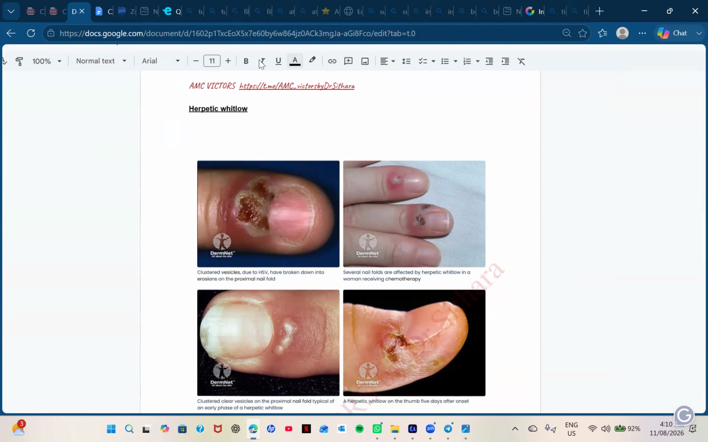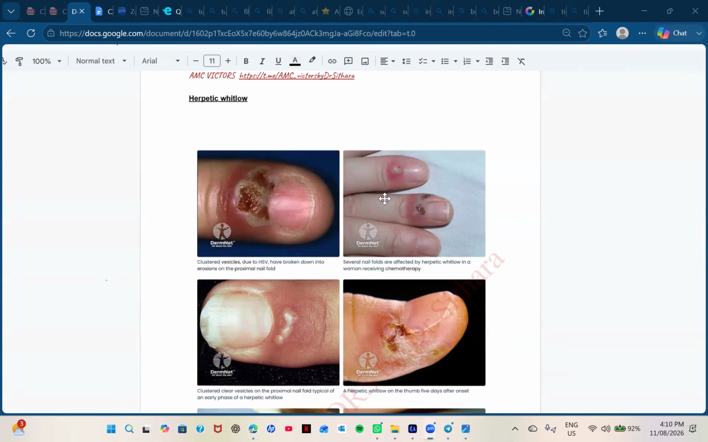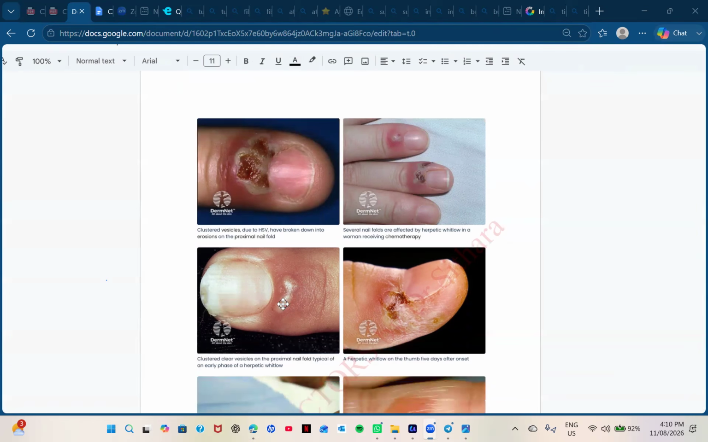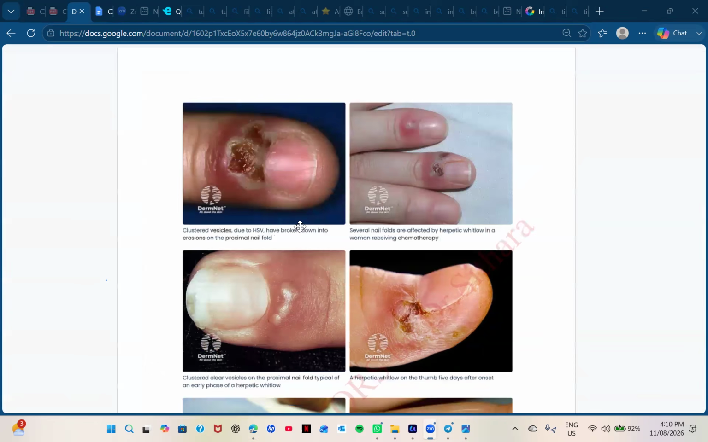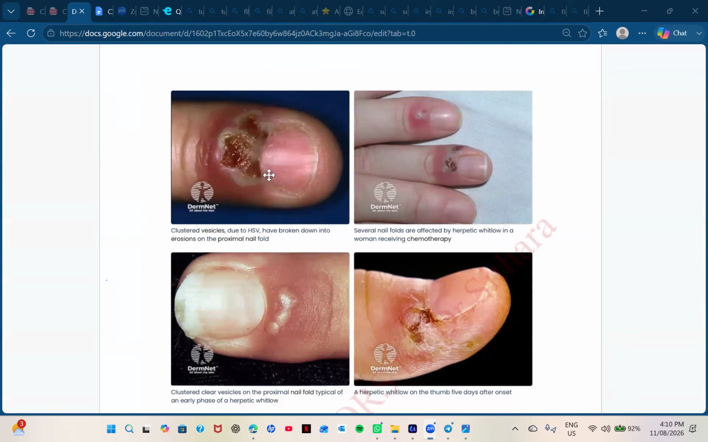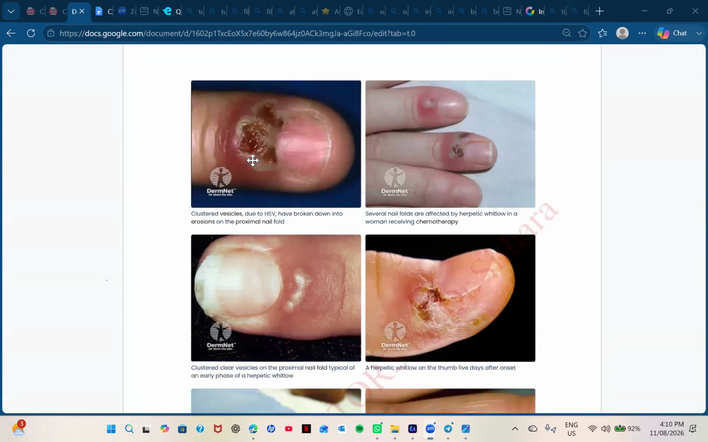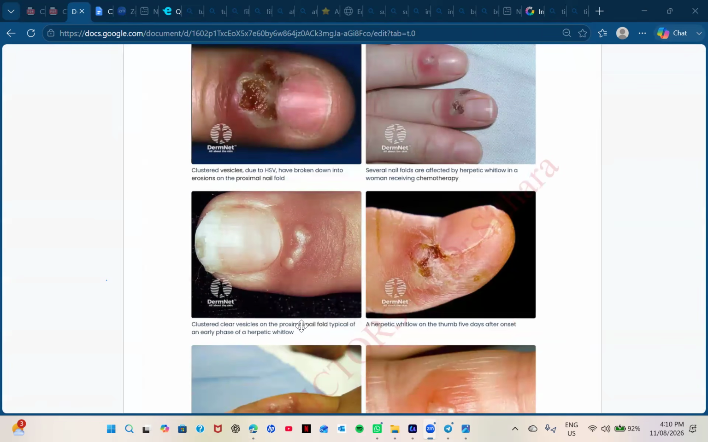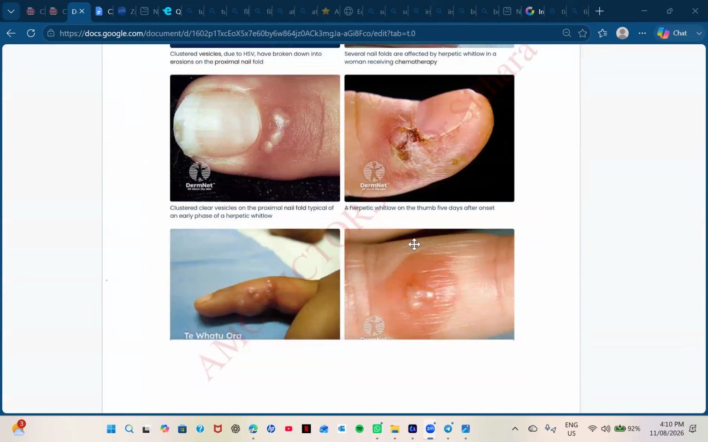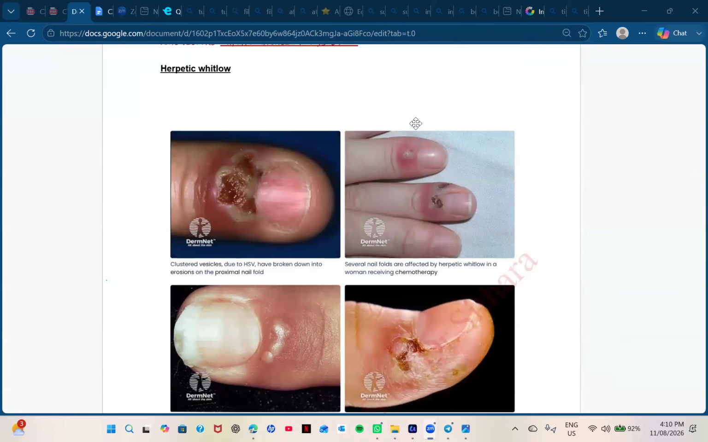Usually herpetic whitlow is caused by HSV1 and HSV2. You can see the swollen fingers with a burning sensation, with clear vesicles and erythema on these fingers. Like clustered vesicles due to HSV, which break down into erosions. After the blisters break down, there can be erosions here. Clustered vesicles, those things. Very important.